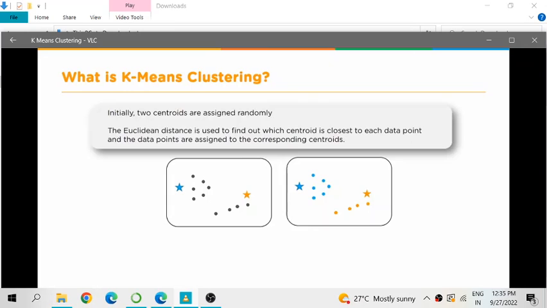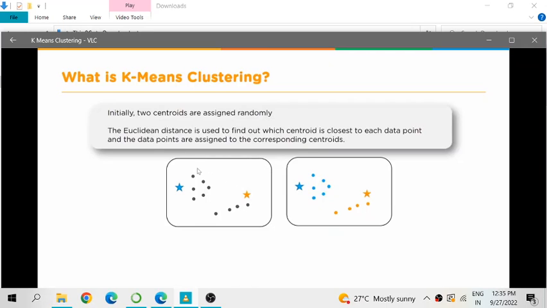Okay, so for example, here we have blue and orange centroids. Whichever points are nearer to the blue centroid will be grouped as one cluster, and whichever points are nearer to the orange centroid will be grouped into the other cluster. Thereby we are going to separate them, and afterwards we are going to cluster them.